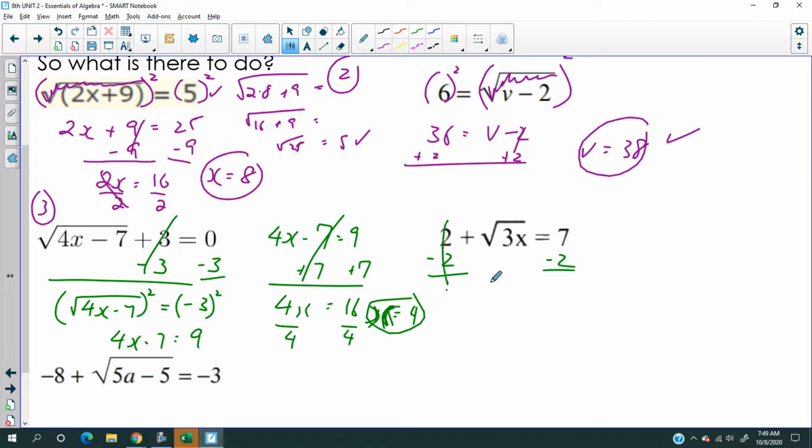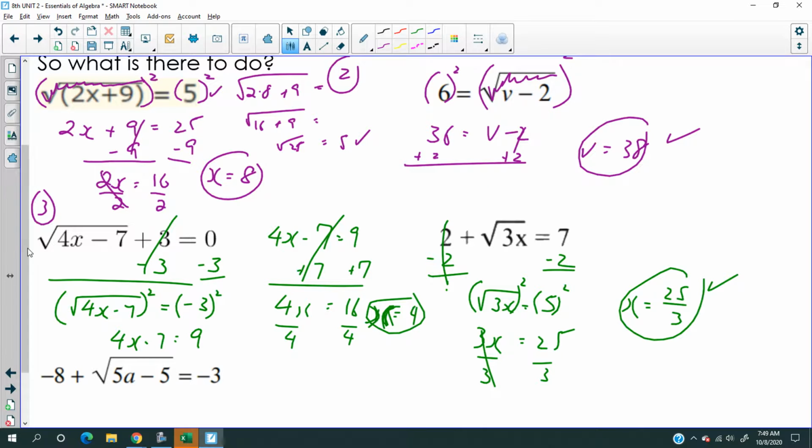So that cancels out. I bring down radical 3x. 7 minus 2, that's 5, right? So I isolated the square root. So now I square it. So that's 3x. That's 25. Is that right? Oh, it's going to be some weird fraction. Okay. Okay, and that's that. All right, one last one.